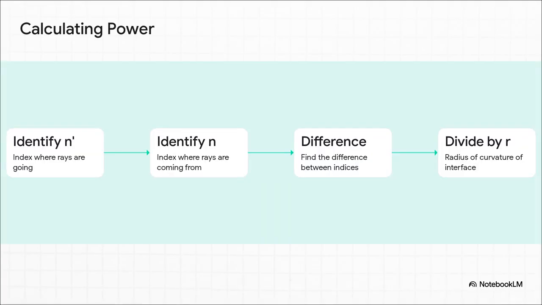Let's step through exactly how you execute this formula in a clinical or exam setting. Step 1. Identify n prime. This is the refractive index of the material where the rays are going. Step 2. Identify n. This is the refractive index of the material where the rays are coming from. Step 3. Find the difference between those two indices. And Step 4. Divide that difference by r, which is the radius of curvature of the refracting interface. It is a straightforward, simple calculation, provided you just keep your variables straight.